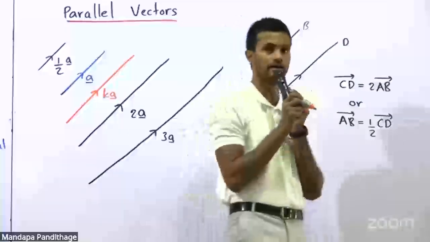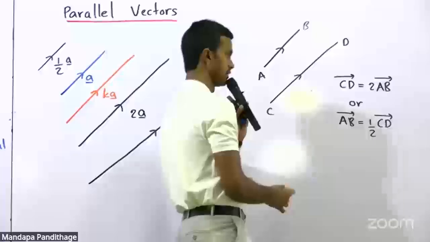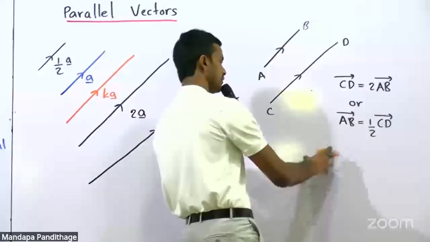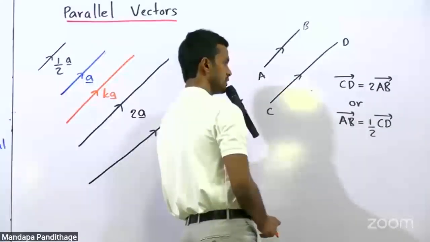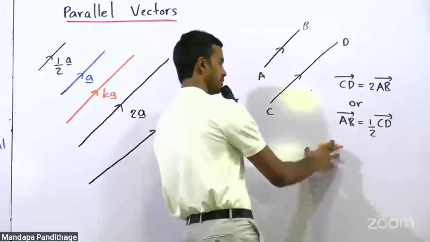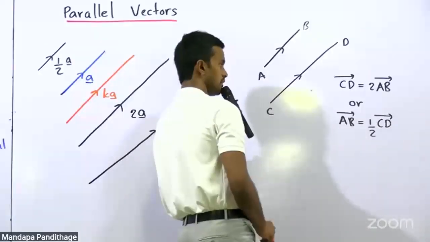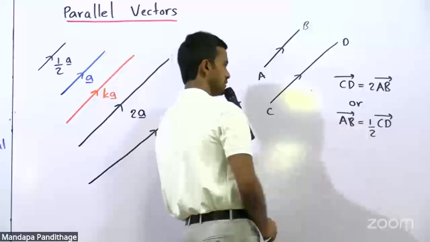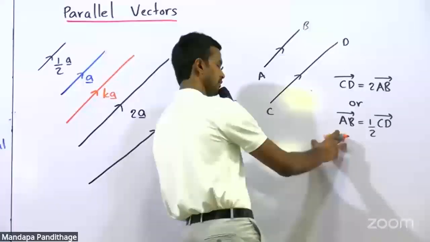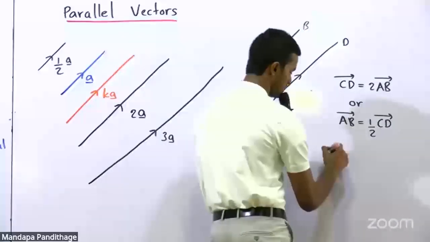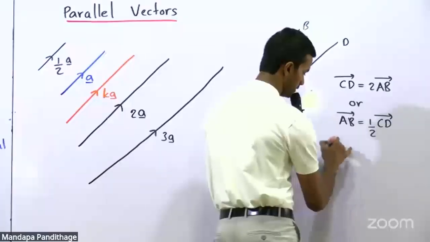And then write in a red pen, parallel vectors are dependent.